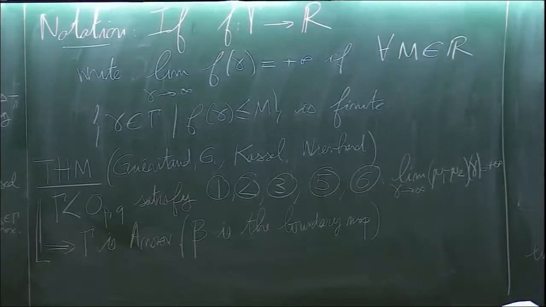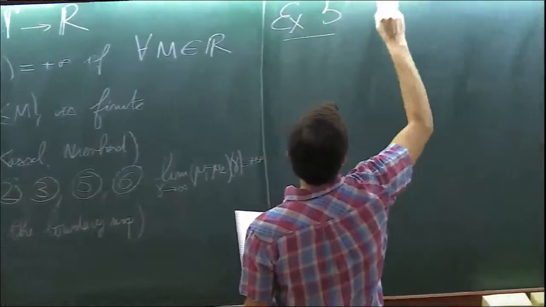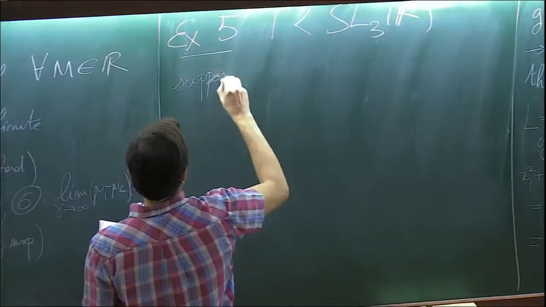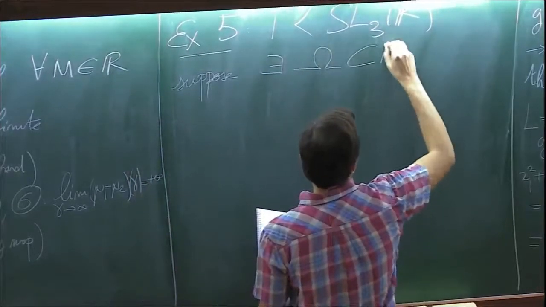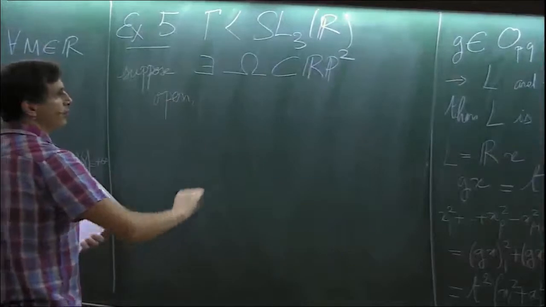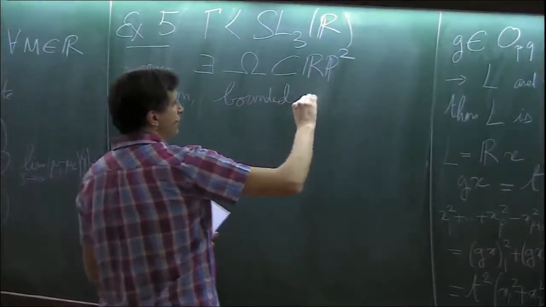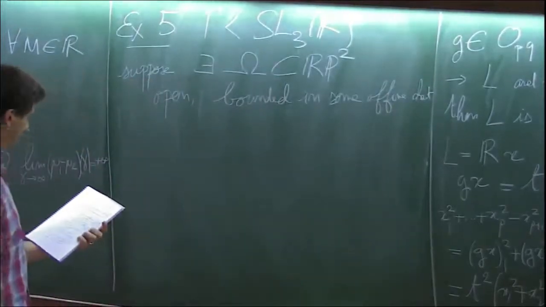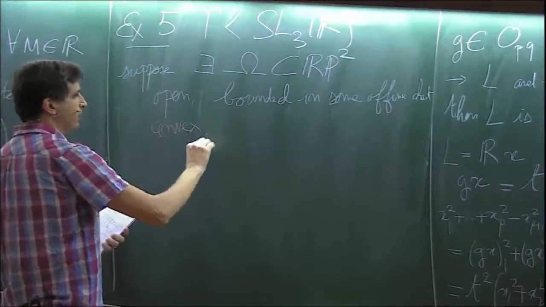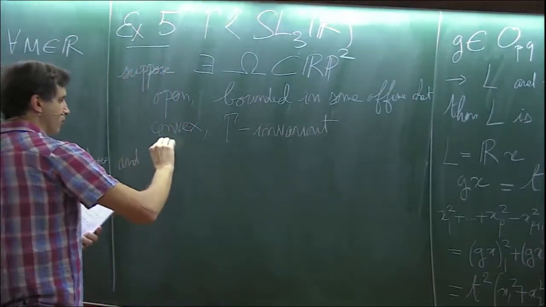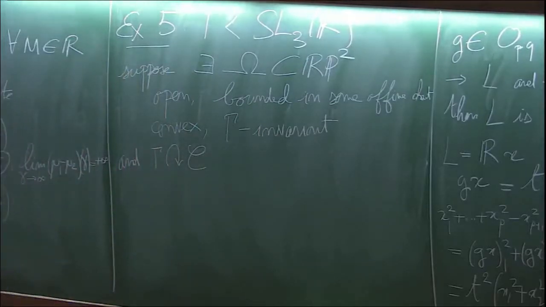So maybe one more example before I stop, and it will be for a subgroup of SL3. That's my example five. So I have a gamma subgroup of SL3, and I suppose there exists omega in the projective space that is open, that is bounded in some affine chart. So in this affine chart it is convex and it is gamma invariant. And I also make the hypothesis that the action of gamma on omega is properly discontinuous and co-compact.